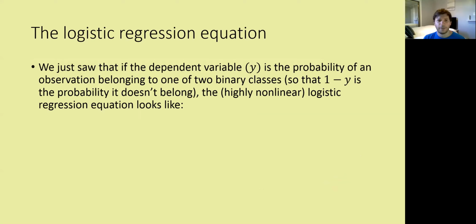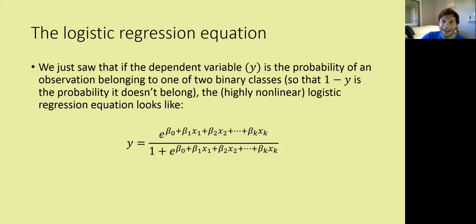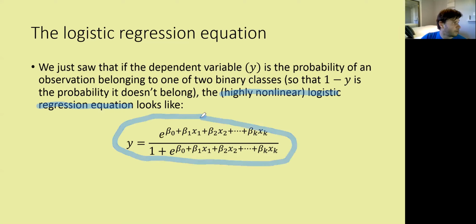We just saw that if you think about the dependent variable, the y variable, as being the probability of an observation belonging to a class, so that 1 minus y is the probability the observation does not belong to the class, then the highly nonlinear logistic regression equation looks like this, and it's not pretty, right? We saw it before, but now we have the signal plugged in. We substituted in beta 0 plus beta 1 x1 plus beta 2 x2, and so on, for the signal. And the question is, in this nonlinear form, how do we interpret the betas?